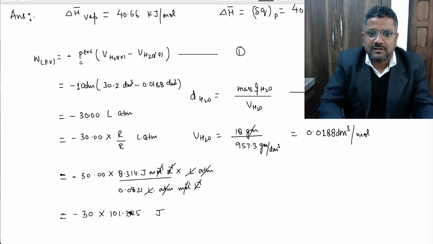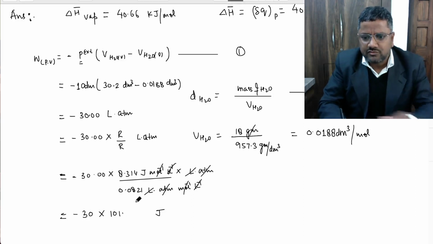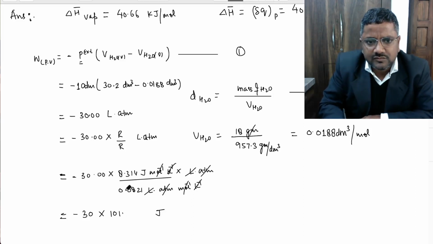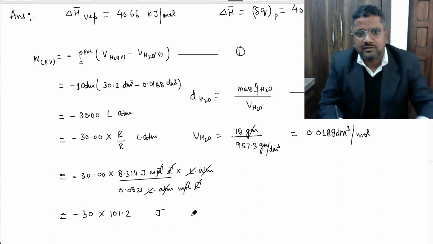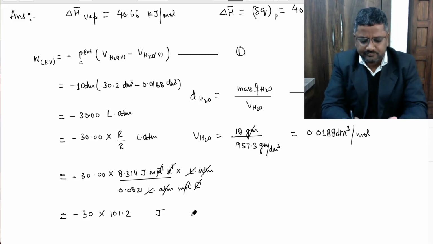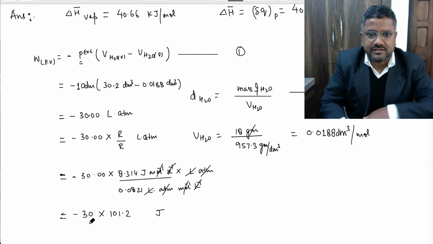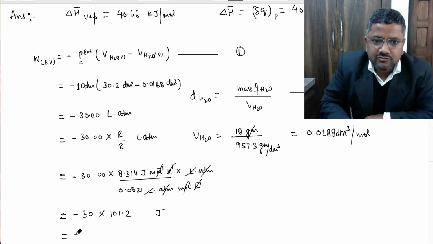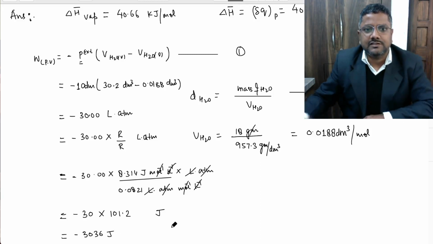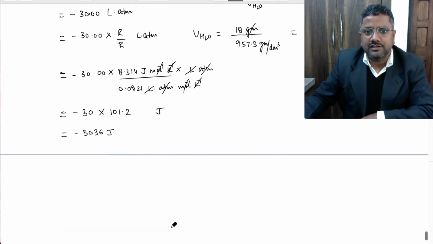Division of this is 101.2. So remember, 101 basically, 101.2, right? So 30 multiplied by 101.2, this is 3036. So this is equal to minus 3036 joules, right? So work is equal to this.